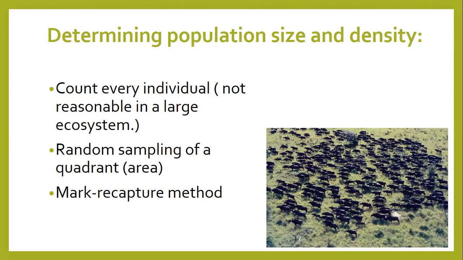There are three ways to determine population size and density. Count every individual. This can be really hard. Sometimes environments are incredibly large. Sometimes animals that are in that environment are very good at hiding. So imagine the idea of having to go out into your backyard and count every grasshopper or every blade of grass. It's just not a reasonable way to count a population.